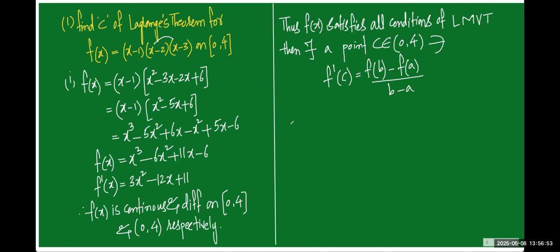Now f dash of c value from here we can get it. Look at equation number 1 में से f dash of c की value ला सकते हैं आप. Replacing x with c, we get 3c square minus 12c plus 11 is equal to f of b. F of b means here a value is 0, b value is 4. F of b means we'll do in rough column and we substitute here. If you place in place of x, if you put 4 power 3 is how much? Can you tell me this? बाद में erase कर देंगे. 4 power 3 minus 6 into 4 power 2. Do you have a calculator with you right now? Yes, sir. Can you tell me this answer?